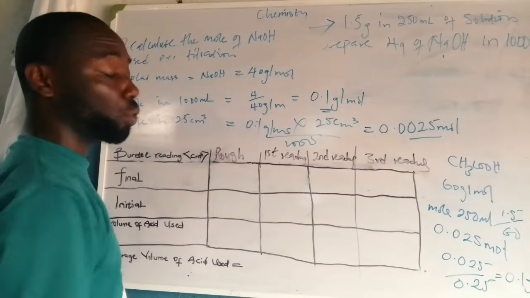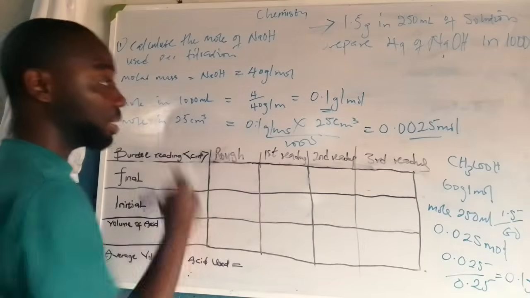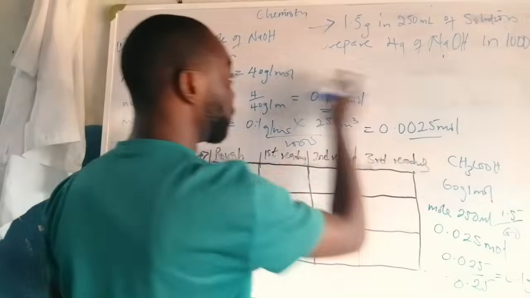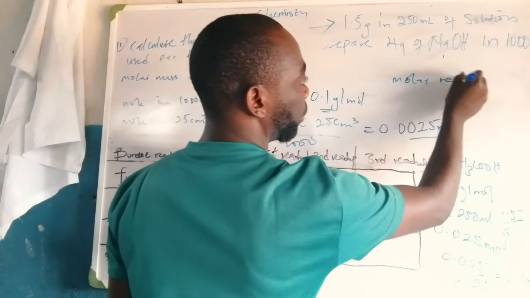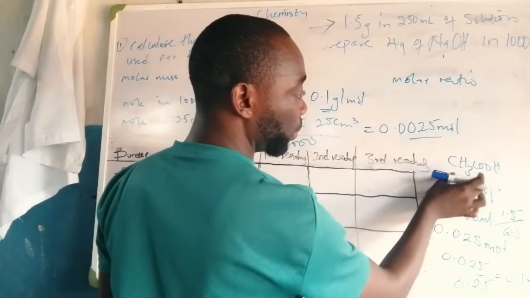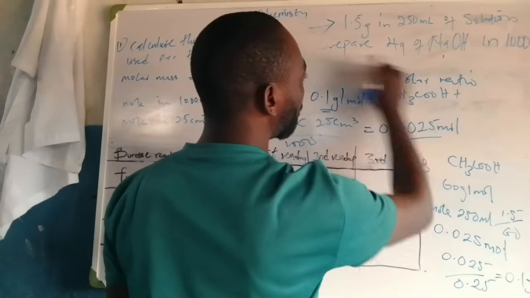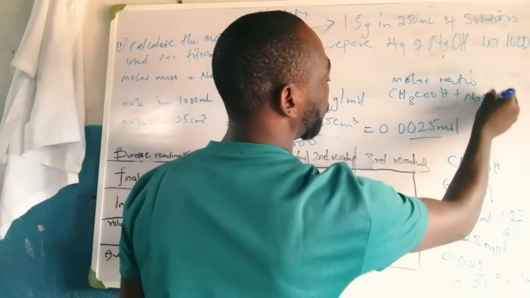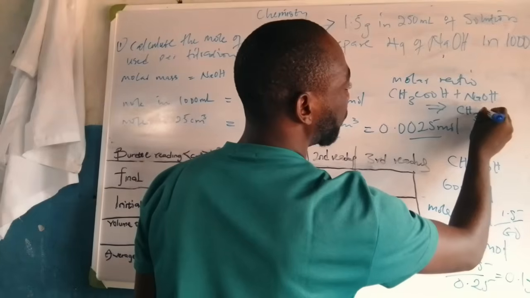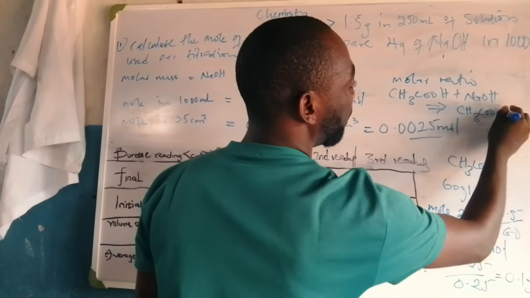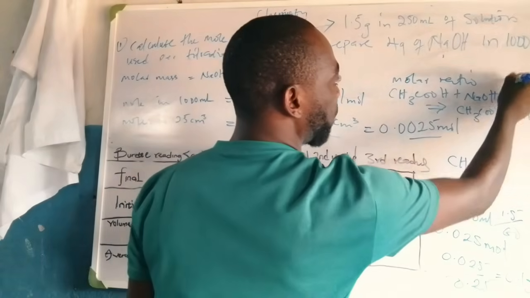Now the next thing is for us to look at our expected volume of acid. How do we get our expected volume of acid? Remember, this one and this one is the same. And under the molar ratio of CH3COOH plus sodium hydroxide, it will give us CH3COONa, which is the salt, plus water. Okay, so if you look at the molar ratio, it is 1:1.